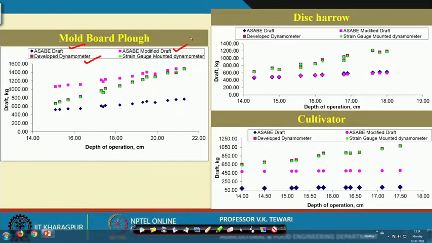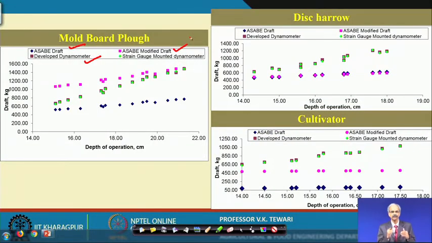So, we have done that, and that modified draft is in fact the equation which we have developed at IIT Kharagpur. Then we have done it with the developed dynamometer and the strain gauge mounted dynamometer. As I showed you earlier, we had talked of the values for strain gauges and load cells, and using them we just want to compare how accurate we are, because there is a difference between these two.